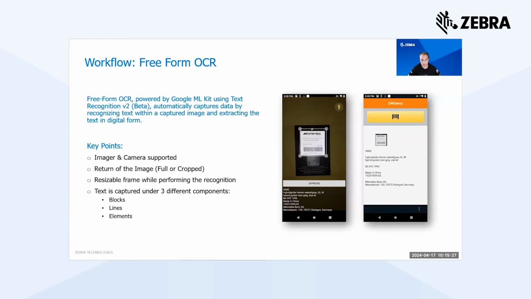Next slide, please. All right, so this is another interesting feature that came out recently. This one is called the Freeform OCR, so workflow Freeform OCR. This is another feature from the workflow category. And this feature is powered by the MLKit library, the MLKit text recognition library from Google, the V2 version. So what it does is that it will automatically capture any text from any surface on which you are pointing your camera. So it's going to be supported through the imager or the camera, same as the previous feature.